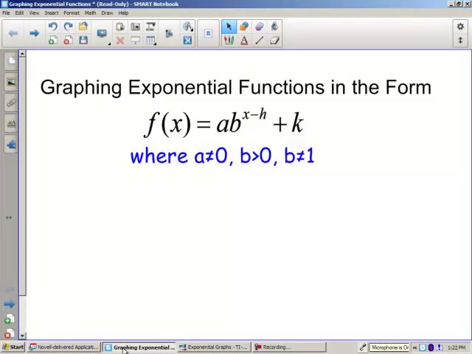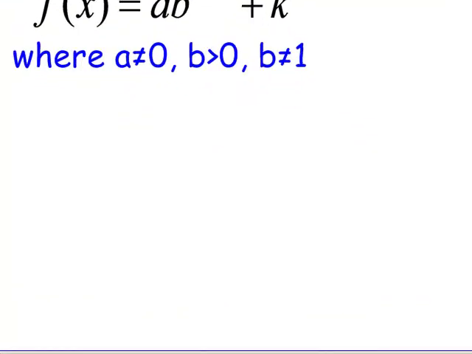Okay, in this tutorial we are going to explore how to graph exponential functions in the form y equals a times b to the x minus h, plus k, where a is not equal to 0, b is greater than 0, but b is not equal to 1. I'll let you on your own determine why I don't want a to be equal to 0 or b to be less than or equal to 0 or equal to 1. All those would cause problems for my exponential functions.